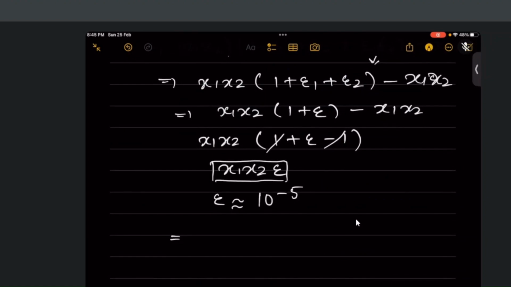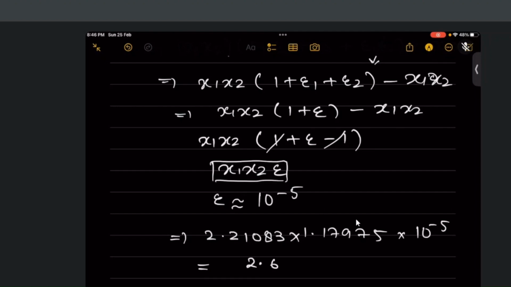Then simply put the value of x1, which is 2.21083, and put the value of x2, which is 1.17975. Multiply it with 10 to the power minus 5. Tell me what is the multiplication you are getting for these two numbers? 2.6069. I think you have rounded or something. It's coming out to be 2.60 because I have calculated it. You maybe check it once more.